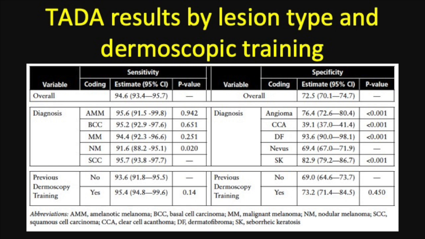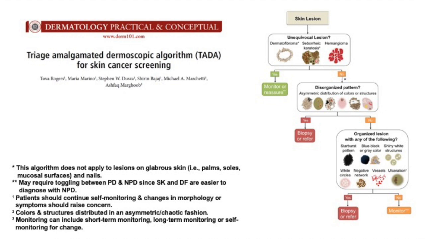But at least for now, so that you can go out today and start using dermoscopy, this would be the simplest form of dermoscopy you can use. TADA algorithm: if it's a subcare DF or angioma, forget about it. If it's disorganized, biopsy. If it's organized, then look for one of these structures. If it's present, you biopsy. If not, then you can monitor.